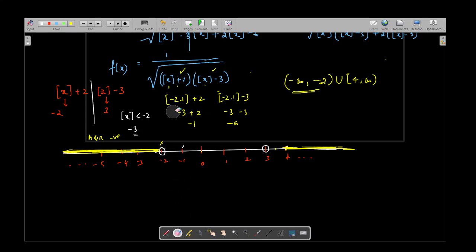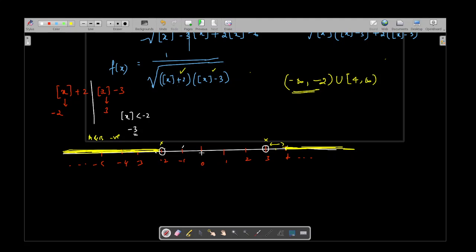Now let us move on to the right side. If I take exactly 3, GIF of 3 is 3, minus 3, which is 0. So 3 is not included. Now if I take 3.9, GIF of 3.9 is 3 again, 3 minus 3 is 0. So any value between these two gives me 0. So you cannot take those values.